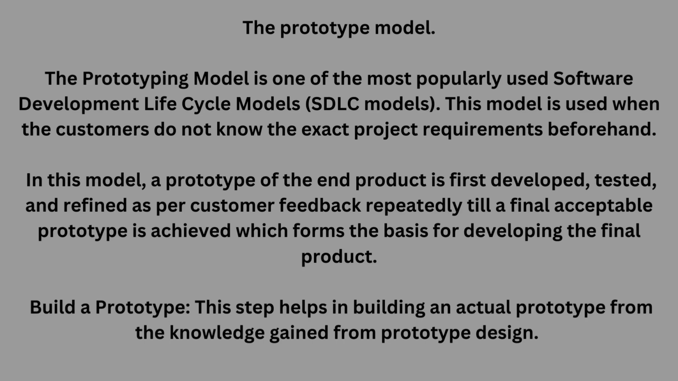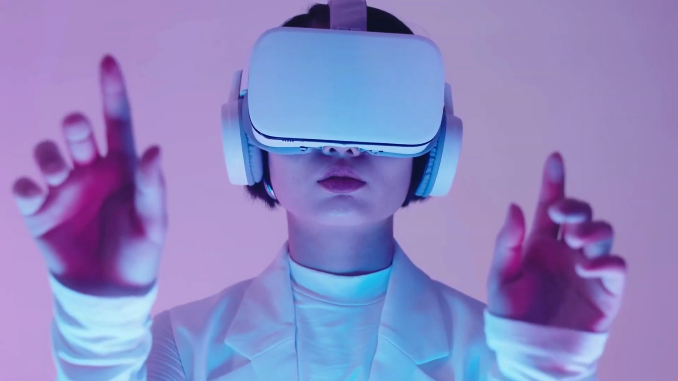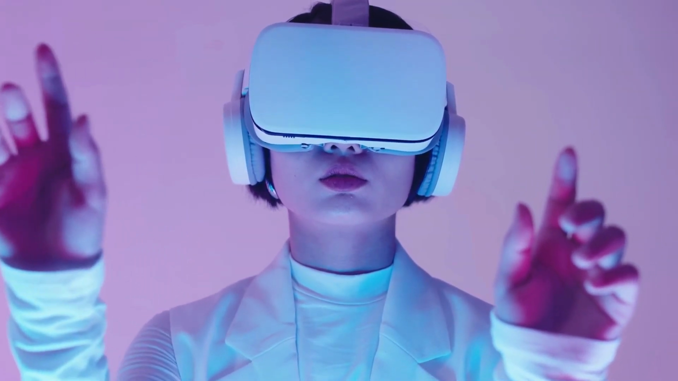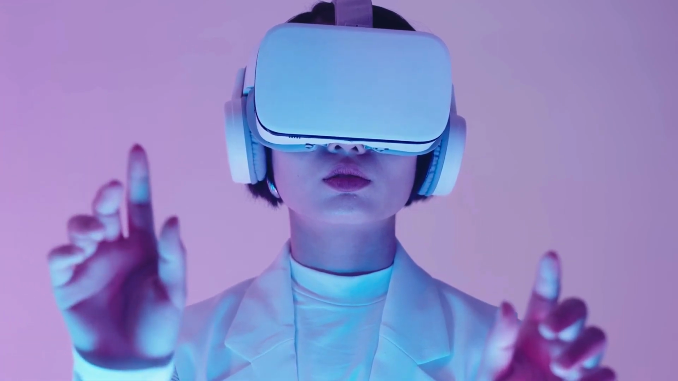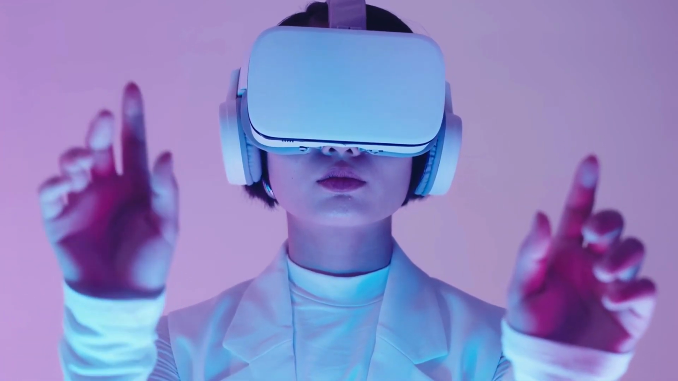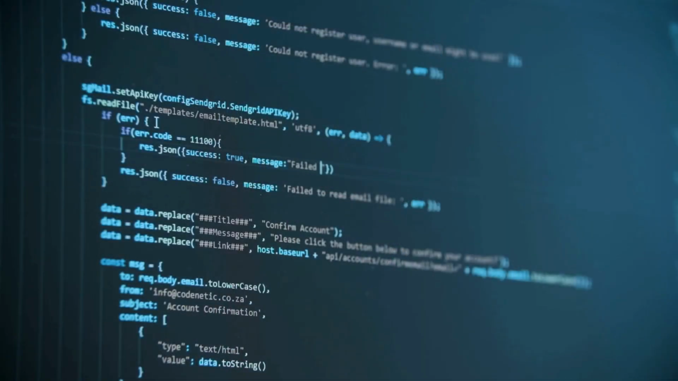Build a prototype. This step helps in building an actual prototype from the knowledge gained from prototype design. Prototyping can facilitate communication and collaboration among team members and stakeholders, improving overall project efficiency and effectiveness. Prototyping can help bridge the gap between technical and non-technical stakeholders by providing a tangible representation of the product.